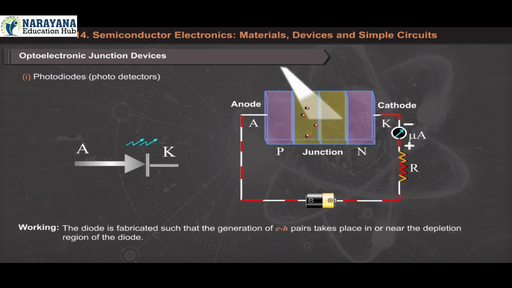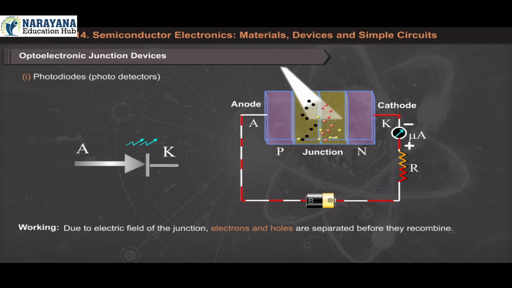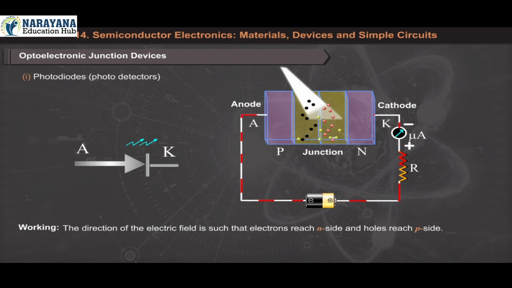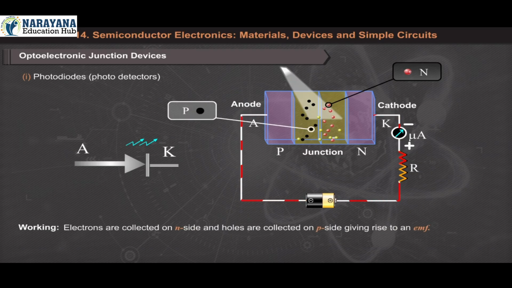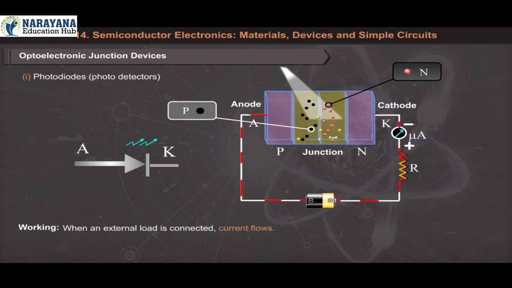The diode is fabricated such that the generation of EH pairs takes place in or near the depletion region of the diode. Due to the electric field of the junction, electrons and holes are separated before they recombine. The direction of the electric field is such that electrons reach the N side and holes reach the P side. Electrons are collected on the N side and holes are collected on the P side, giving rise to an electromotive force. When an external load is connected, current flows.